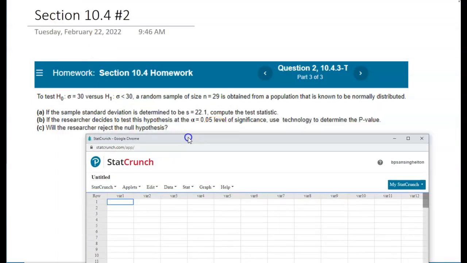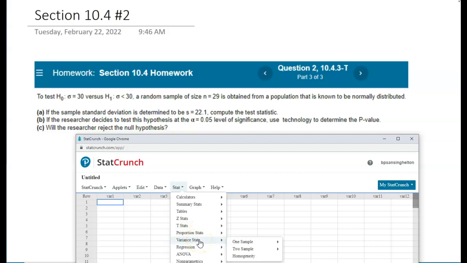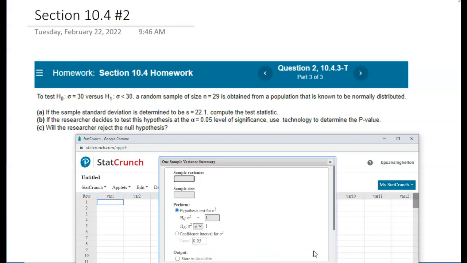So standard deviation and variance go together. So we're going to do Stat, Variance Stats, and we don't have data, but it is one sample. So we say one sample with summary.